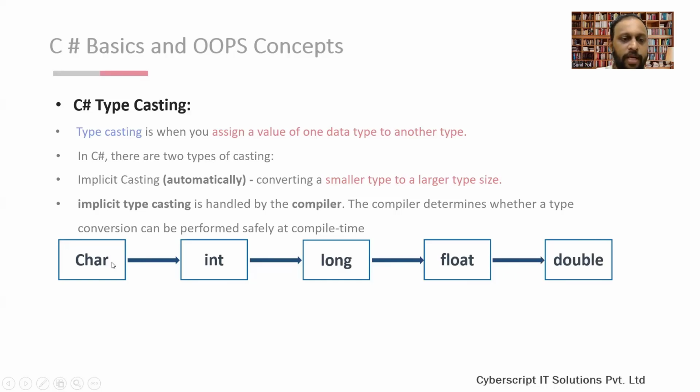We can assign a character value to an integer value, an integer value to long, a long value to float, and a float value to double. So we can assign a smaller type size to a larger type size. It is also possible to directly assign an integer variable or integer value to a double, because double is bigger in size as compared to an integer variable.